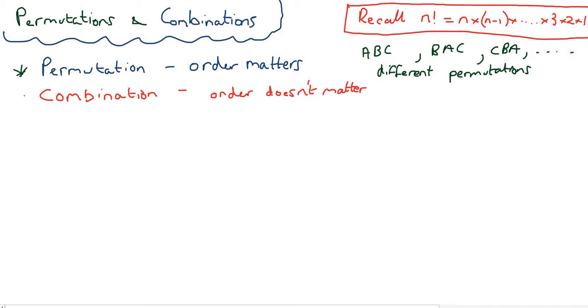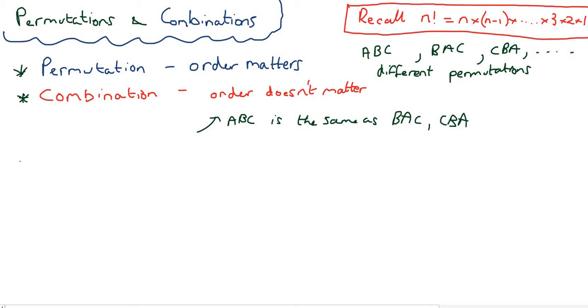In a combination, however, the order doesn't matter. So in this case, ABC is the same as all the others, BAC and whatnot, CBA. And that's basically it. If you understand these two, you should have no problem understanding the rest.